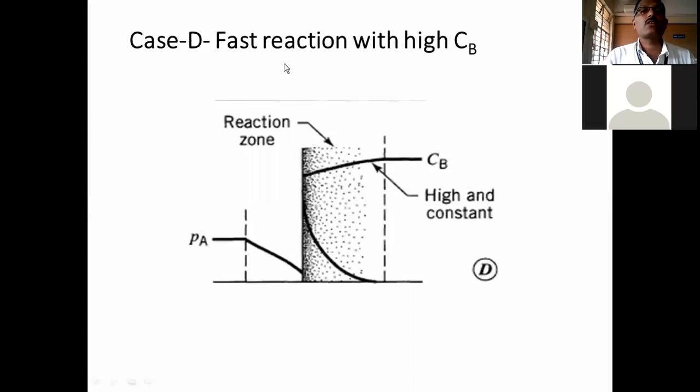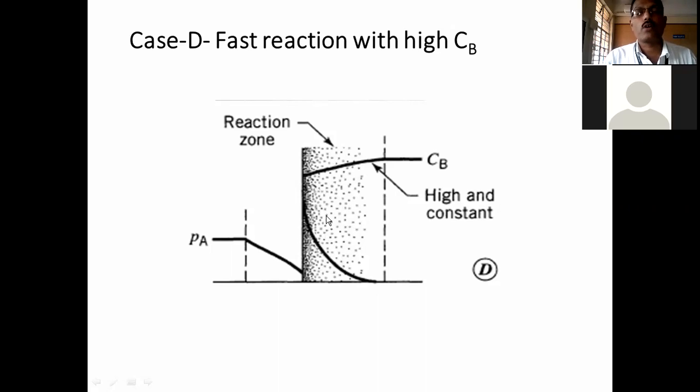Case D is the fast reaction with high CB. In case B, we saw the instantaneous reaction with high CB. Similarly, case D is the fast reaction with high CB. Case C is the same way, only here we increase the concentration of B. When we increase the concentration of B, this B does not appreciably decrease, because high CB is there. The concentration of Bi will be very high at the interface. So the concentration of B is high. So this reaction zone will occur, and A will be consumed in the liquid film. This zone will remain within the liquid film only.